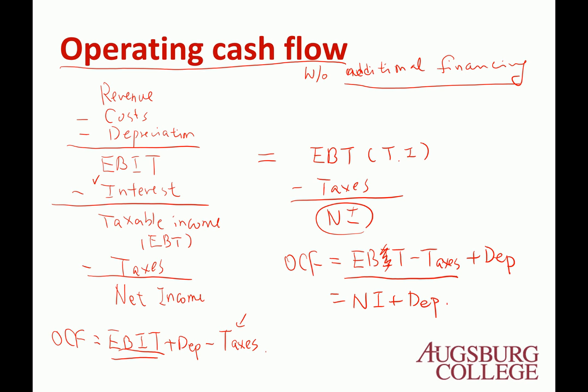So if there's no external financing, no additional financing, so that we don't have any interest expense, then the operating cash flow is simply the net income plus depreciation. Most of the problems in chapter 7 assume that we don't require additional financing. So in many cases we use this one, net income plus depreciation.